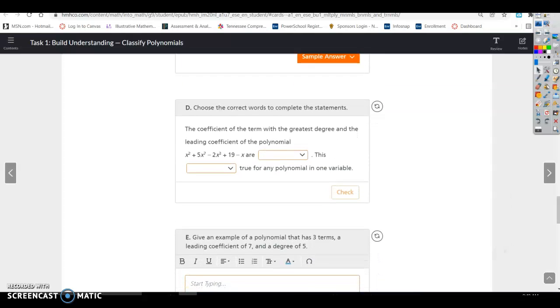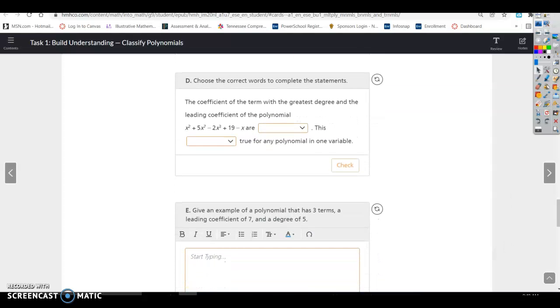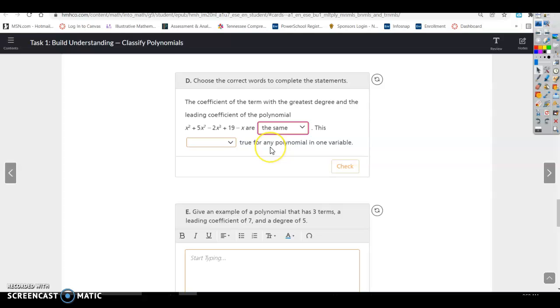All right, choose the correct words to complete the statements. The coefficient of the term with the greatest degree and the leading coefficient of the polynomial here are... so we got 2, 7, 3, no exponent, and a 1. So 5x to the 7th. The coefficient of the term with the greatest degree is 7, and the leading coefficient would be 5, so that's the same. This is true for all polynomials.